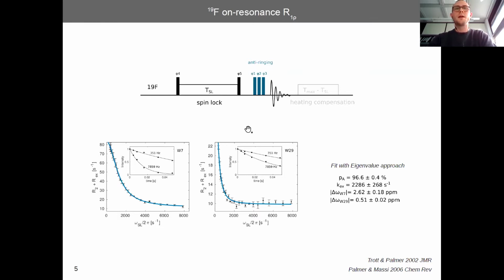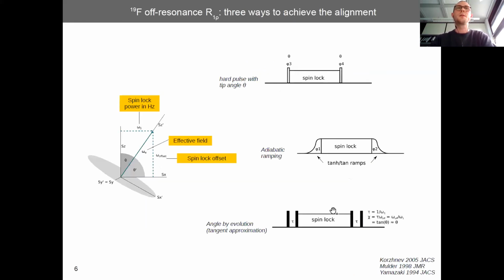Again, we can fit these two curves together for tryptophan 7 and 29. We fit it with an eigenvalue approach that was developed by Trott and Palmer 20 years ago, where you approximate your relaxation rate by the least negative eigenvalue of your exchange matrix. Again, we have an excited state population of around 4% and an exchange of 2000 per second, more or less. And the delta omegas are in good agreement with the CPMG experiment.